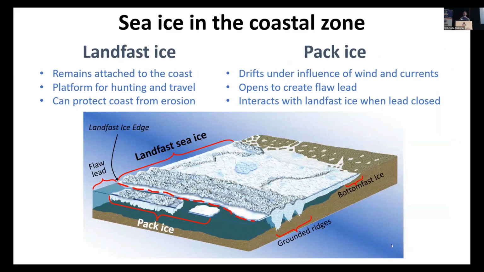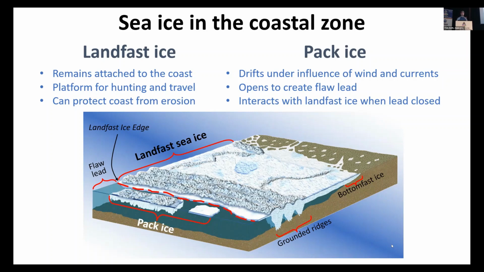To familiarize folks with sea ice in the coastal zone, again, we're here in the summertime. There's very little ice here, which always makes me a little bit sad. But we can split the ice in the coastal zone into two types. There's landfast sea ice, the ice that's attached to the coast and doesn't move. This can be used as a platform for hunting and traveling, and it protects the coast from erosion if there are waves present. And there's the pack ice.